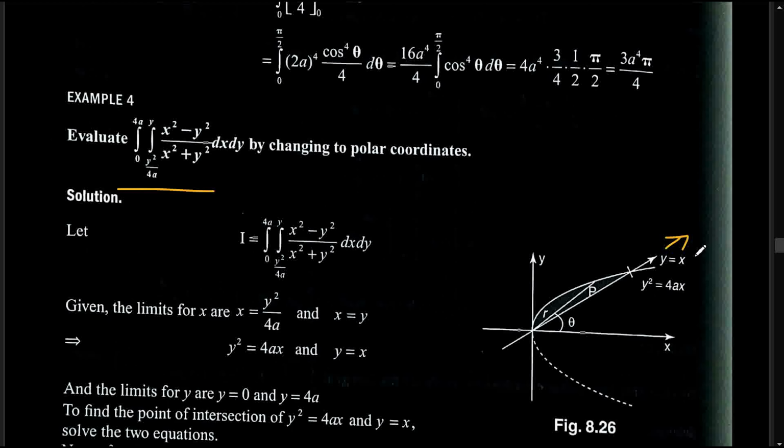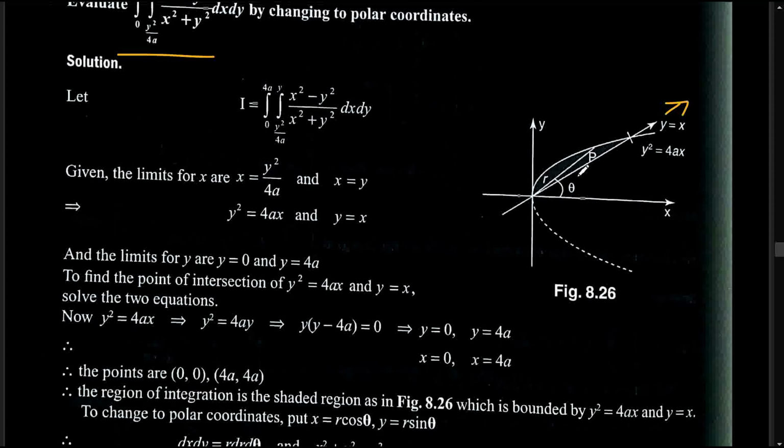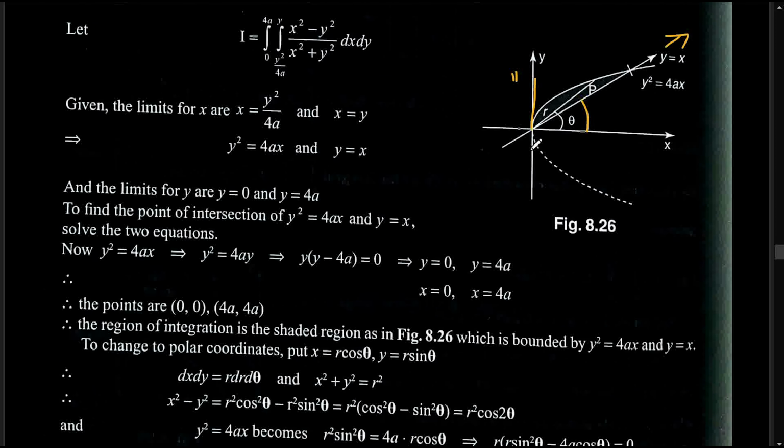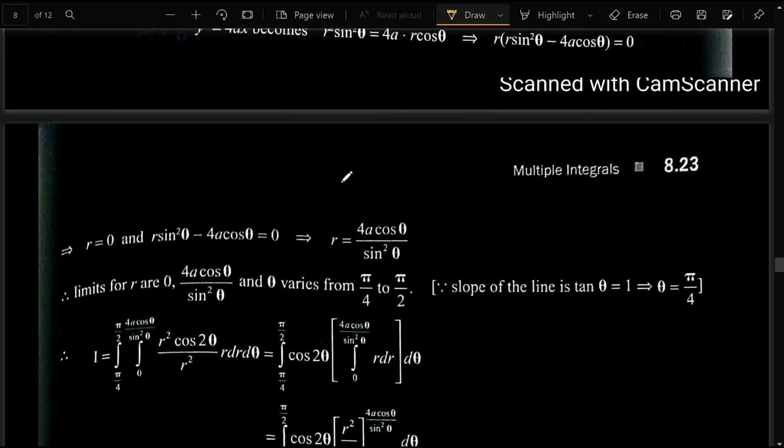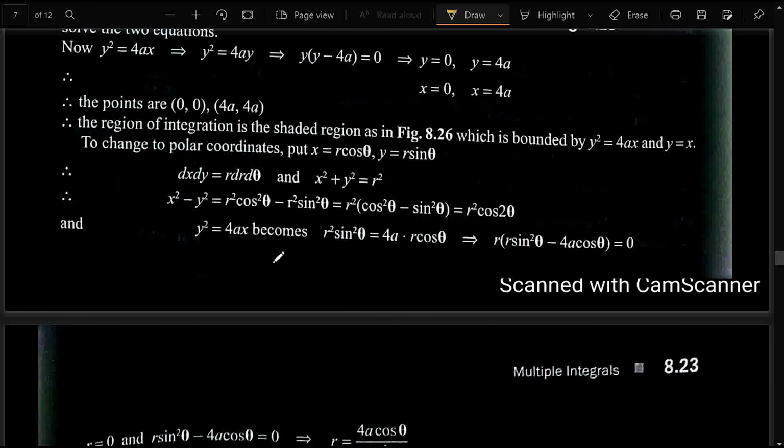In everything you have to put x is equal to r cos theta, y is equal to r sin theta, and to find the theta of this line, r cos theta is equal to r sin theta, r cancels, sin theta is equal to cos theta, so theta will be equal to pi by 4. That's it. So this angle is pi by 4, and this is pi by 2. Up to this you have to find, that's why pi by 2, and this is the pole, and this is the equation of the parabola.